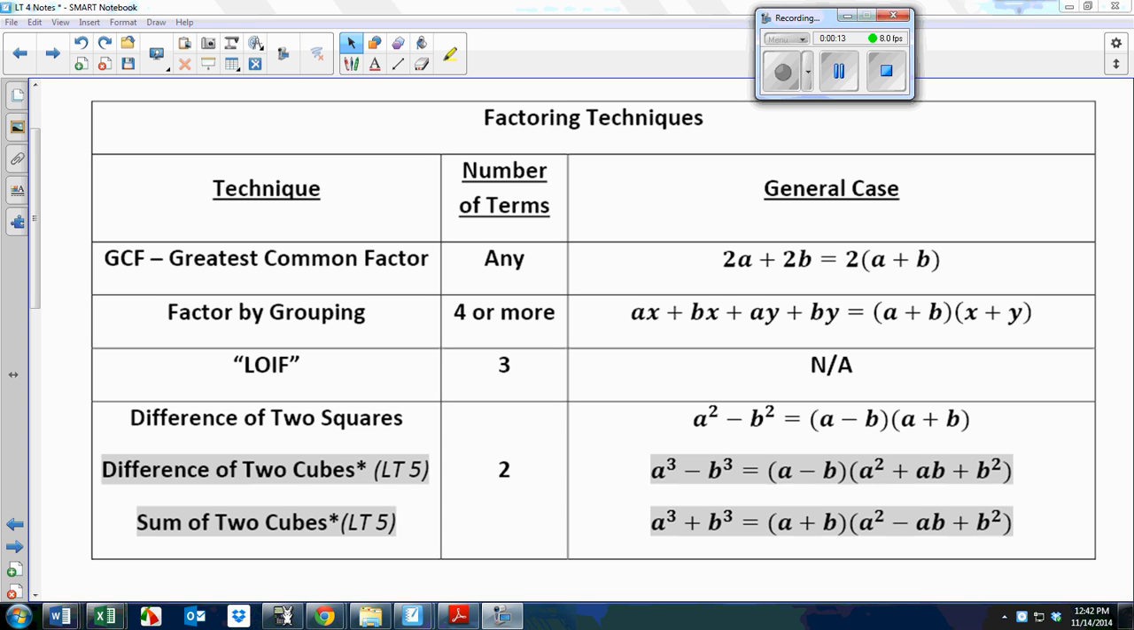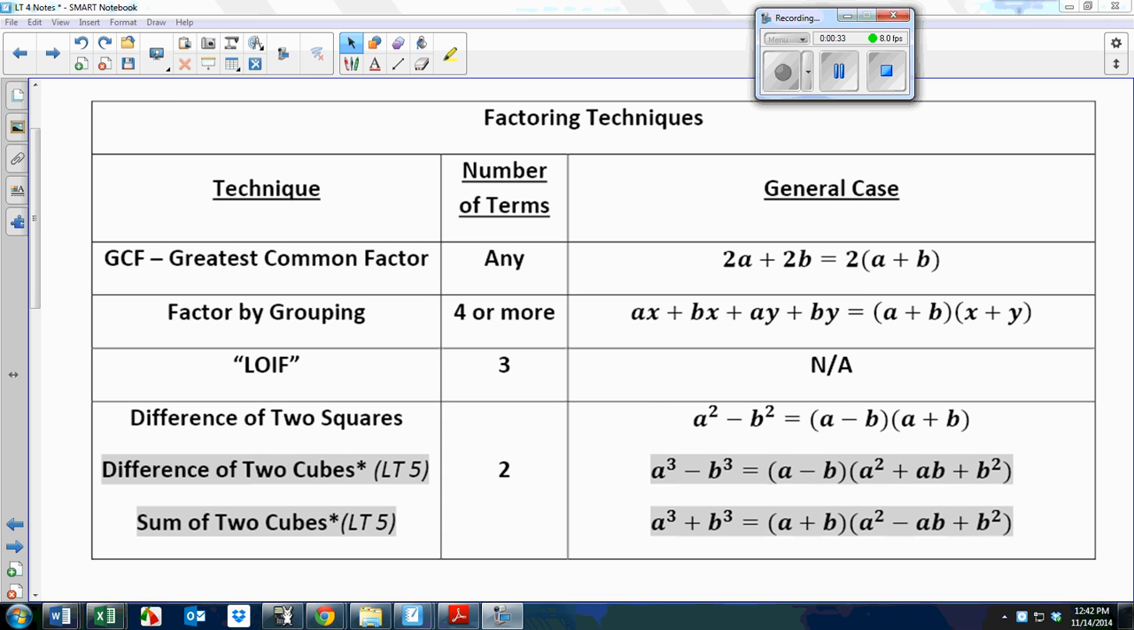For example, when you're factoring a polynomial, the first thing you always check for is the greatest common factor, except the last two that are highlighted. Those will be covered in Algebra 2 after the first quiz. But they should be reviewed. But factoring using greatest common factor, you always check for that first.